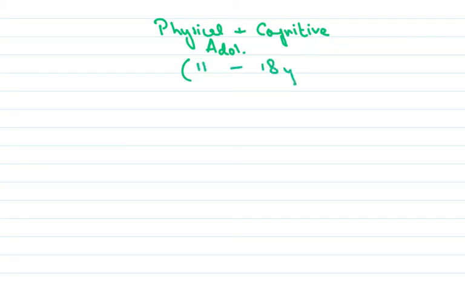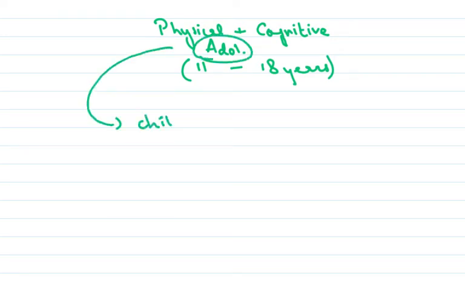Hello everyone. Today we will be looking at the chapter which investigates the physical and cognitive changes happening during adolescence. When we talk about adolescence, we mean the years from 11 to 18. Adolescence is termed the transition period from childhood to adulthood.